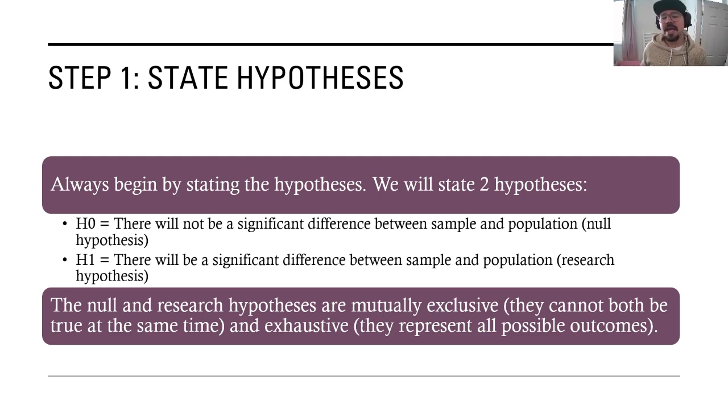The other part is that they have to be exhaustive. Again, I want to emphasize, in this class, we're only focused on 2 hypotheses, your null and your research. And in this case, they are exhaustive. We're covering all potential outcomes. There either is not significance or there is significance.